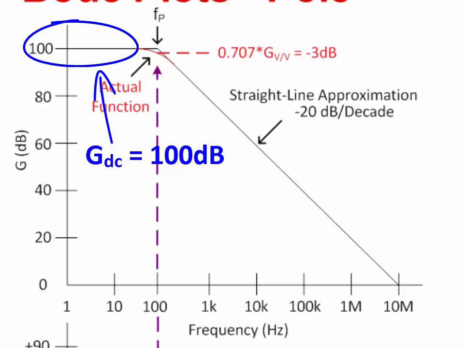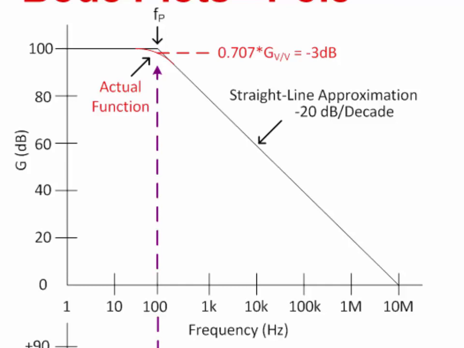In this example, GDC equals 100 dB. Also notice that the gain at Fp is attenuated by 3 dB, or is 0.707 times the DC gain. Finally, for frequencies greater than Fp, the magnitude plot rolls off at a rate of minus 20 dB per decade.